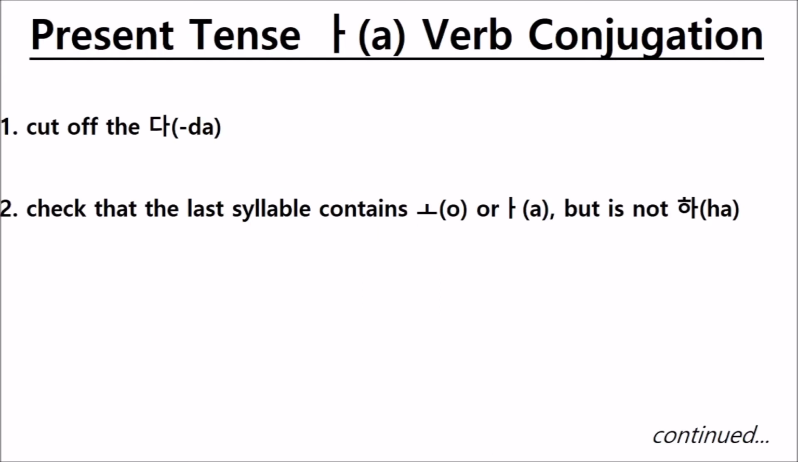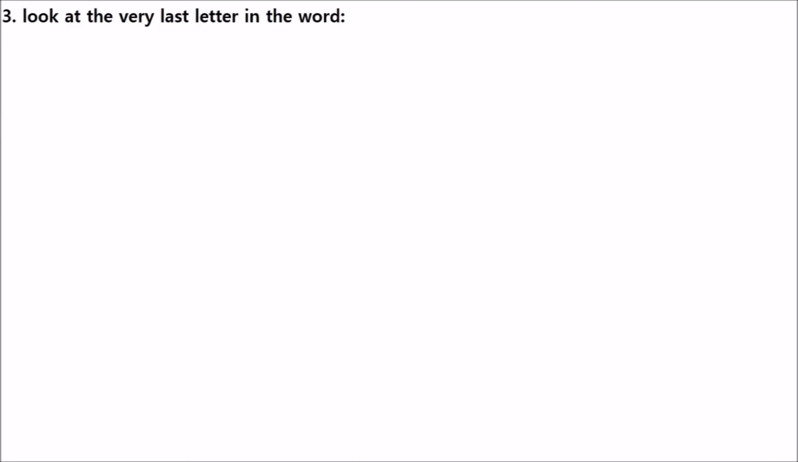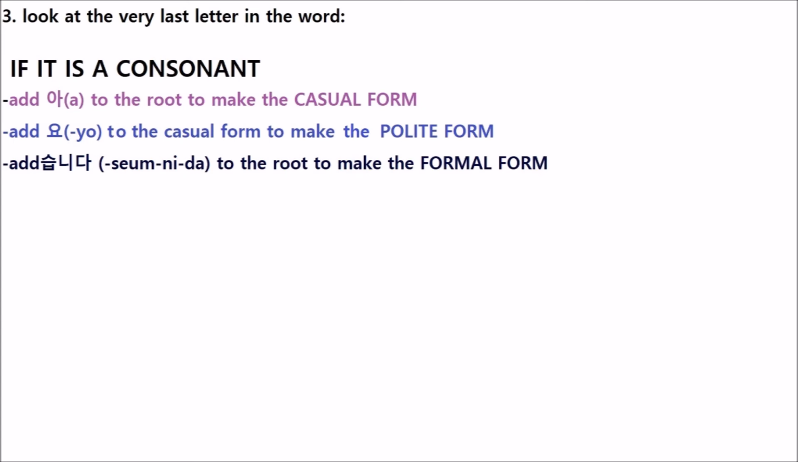Let's summarize present tense verb conjugation. Cut off the da. Check that the last syllable contains o or a but is not ha. Look at the very last letter in the root verb. If it is a consonant, add a to the root to make the casual form. Add yo to the casual form to make it polite. Add simnida to the root to make the formal form.